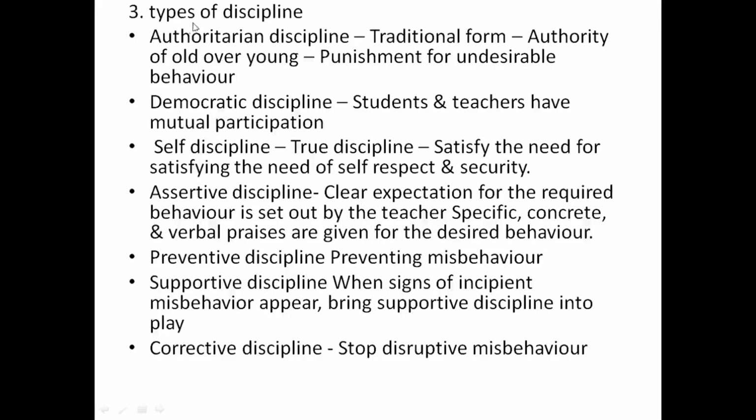The third question was types of discipline. Authoritarian discipline, that is a traditional form of authority of old over young, with punishment for undesirable behavior. Second is democratic discipline, where students and teachers have mutual participation. Self-discipline is one of the true disciplines, satisfying the need for self-respect and security. Assertive discipline, where clear expectations for required behavior are set out by the teacher. Specific, concrete and verbal praises are given for desired behavior.